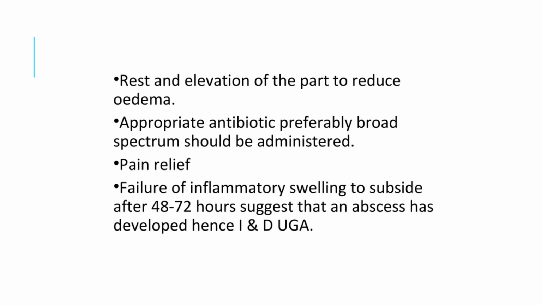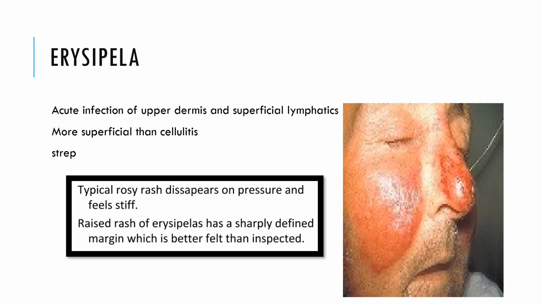The first line is rest and elevation of the part to reduce the edema. Appropriate antibiotic, preferably broad spectrum. Then pain relief. Failure of the inflammatory swelling to subside after 48 to 72 hours suggests that the cellulitis has now turned into an abscess, and then you have to do an incision and drainage under general anesthesia.